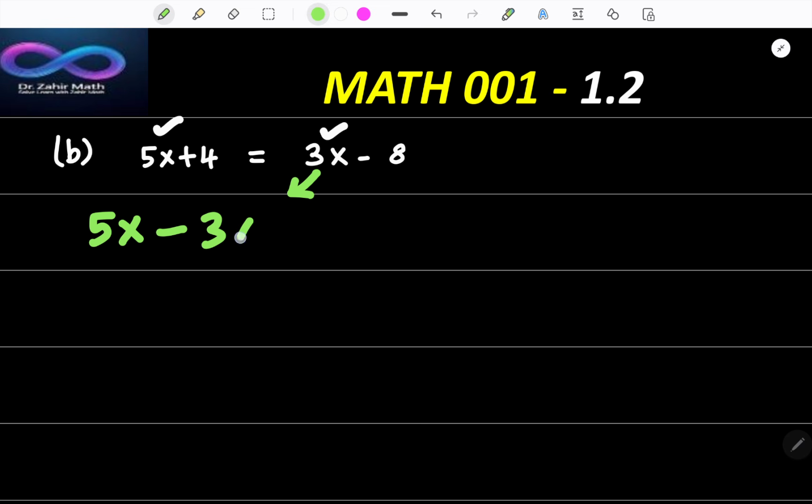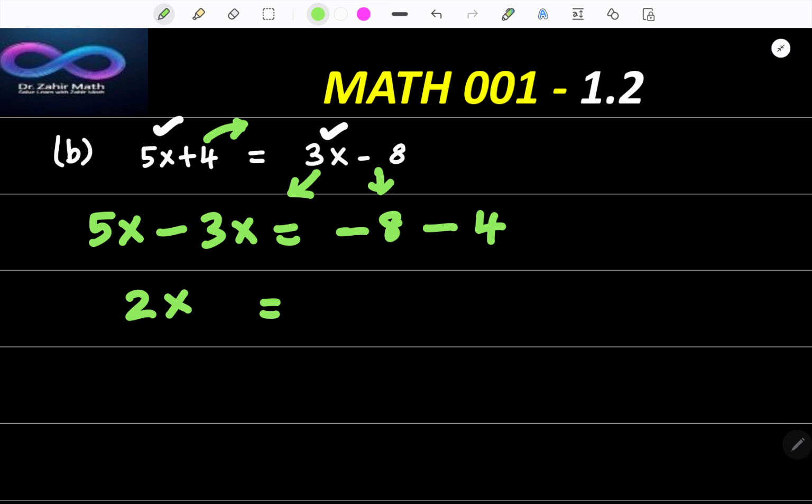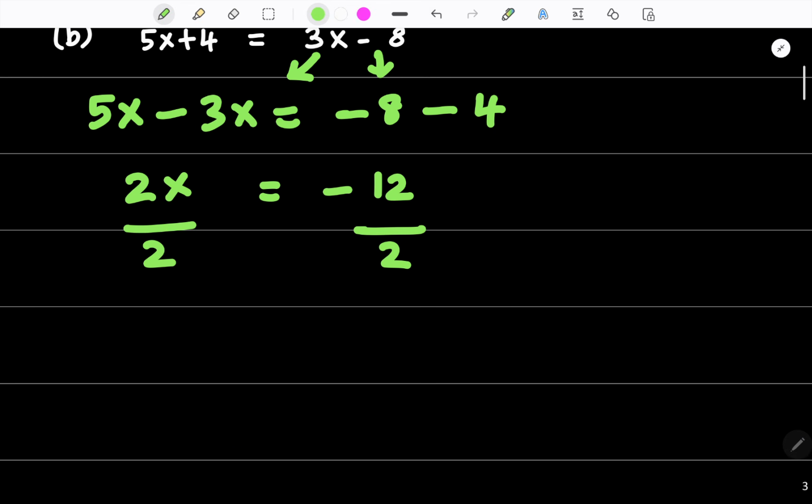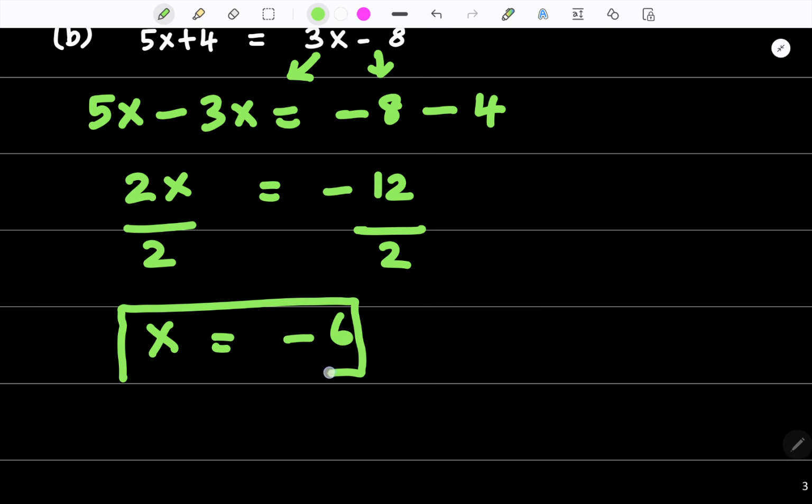So it means plus will become minus. So 5x minus 3x. Minus 8 is already here, so it is minus 8. Plus 4 I'm bringing to that side, which is minus 4. So 5x minus 3x is what? Which is 2x. Clear? And minus 8 minus 4 is going to become what? Minus 12. Now I divide by 2, I divide by 2. So x is equal to what? Negative 6. So this is your answer.